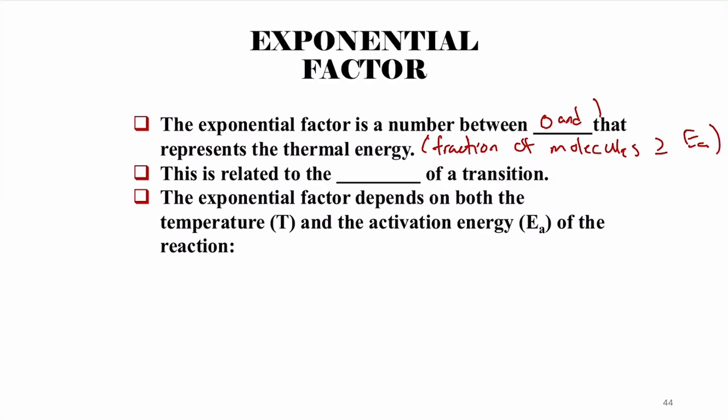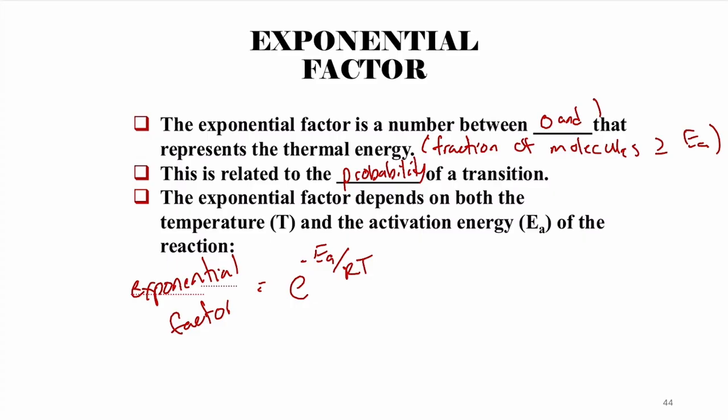And so if we think about numbers between 0 and 1, you might think about probability, right? You can't have more than 100% chance for something to happen. So generally, this can also be thought about as the probability of a transition. And so this exponential factor, this is what we call the exponential factor, depends on both the temperature and the activation energy of the reaction, right?